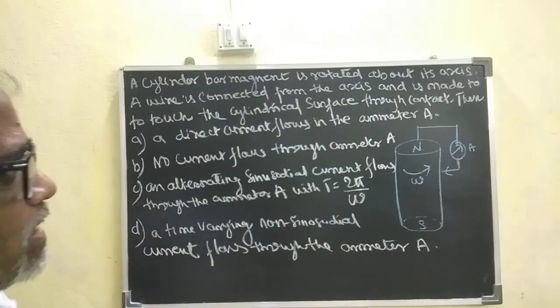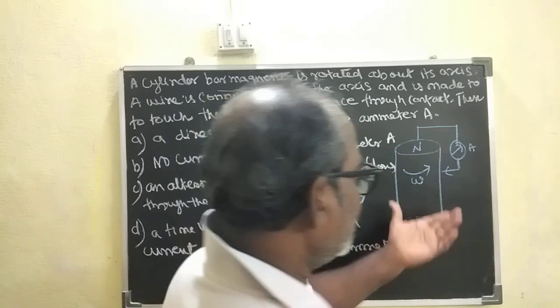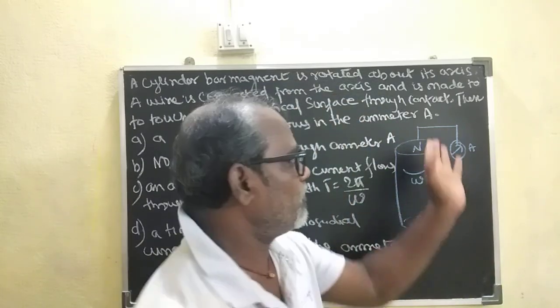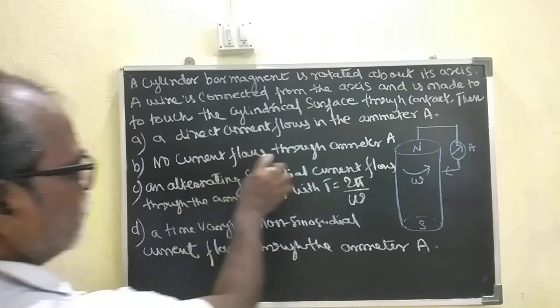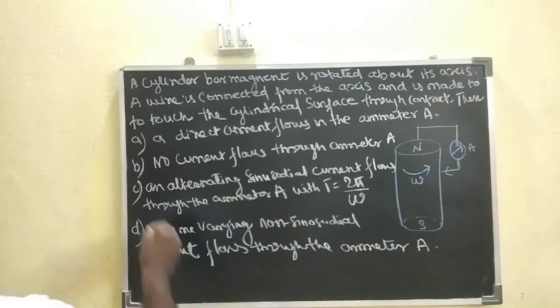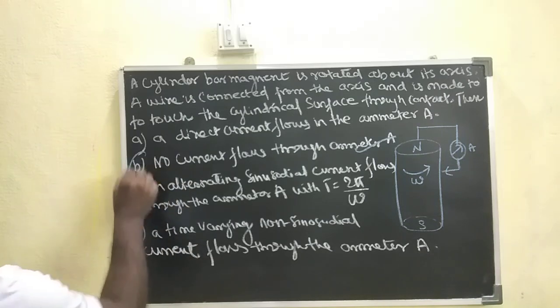We can see it very clearly that हम देख सकते हैं कि ये सिलेंडर घूम रहा है, लेकिन यहाँ पर change in flux with the circuit नहीं हो रहा है, जिसके कारण no current flows through the ammeter. So our option B is the correct answer.